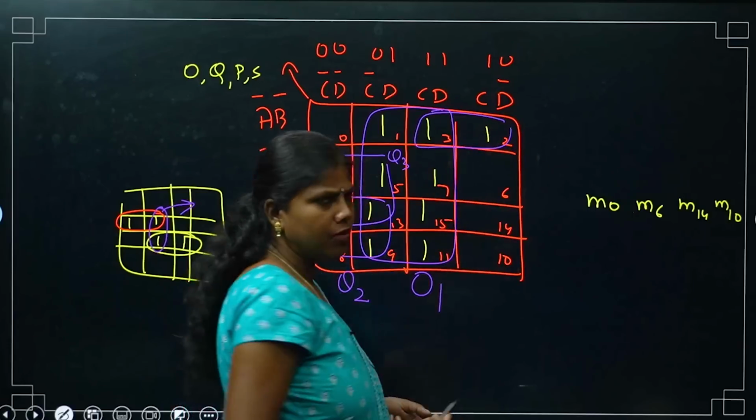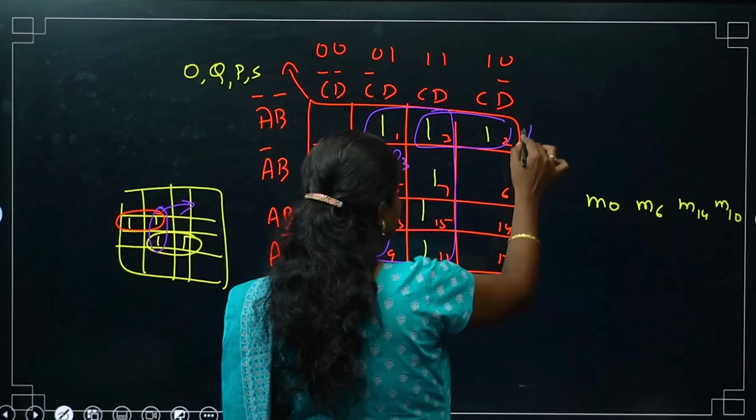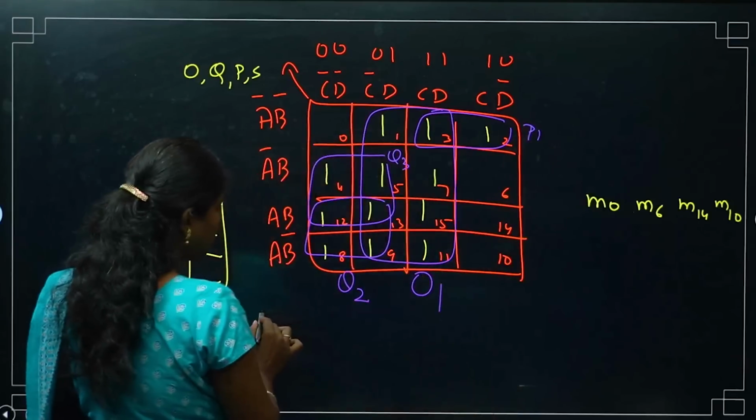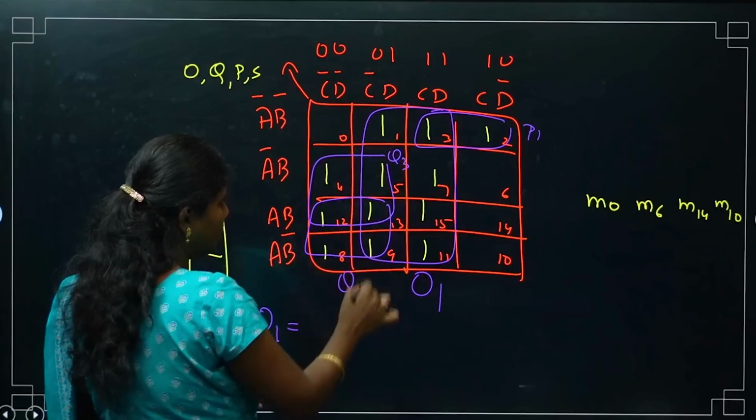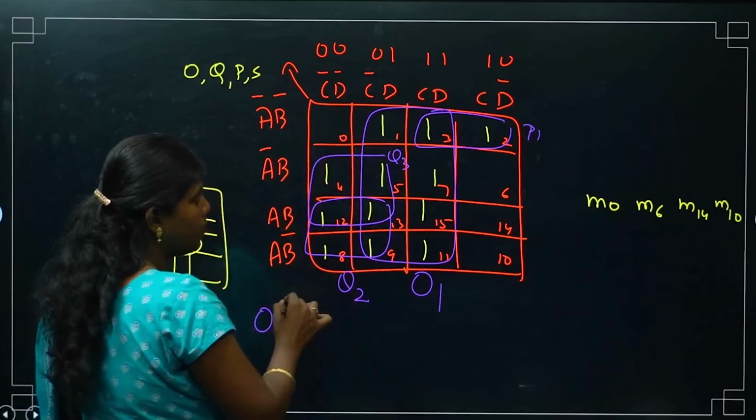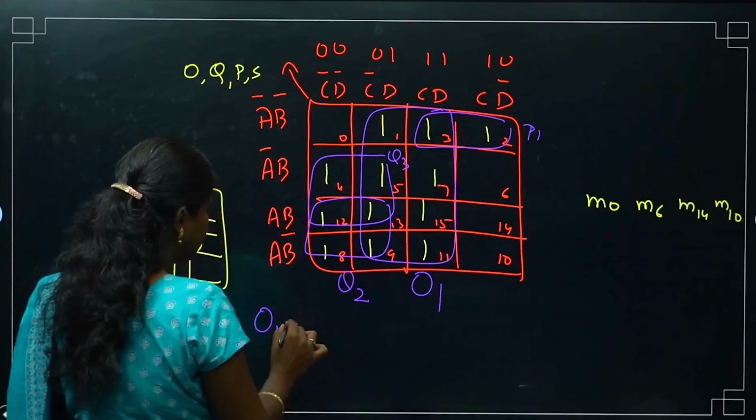So it's not possible for a quad here, so I'll go for a pair here only. So what is the answer? It's very simple. What is Q1? Everything will go off. Everything will be 1. 1 into what is common here? It's going to be D.